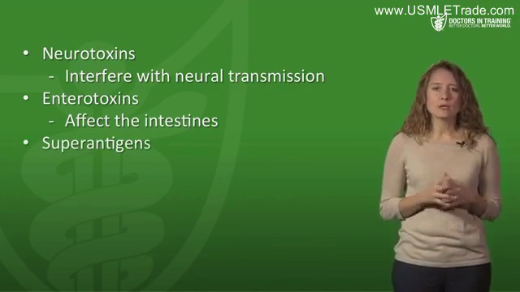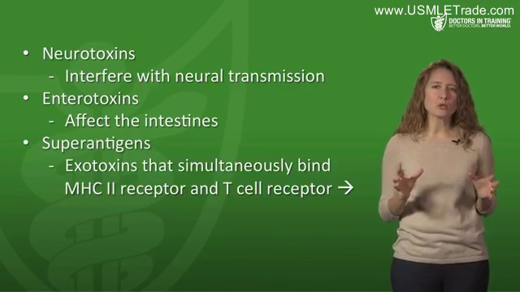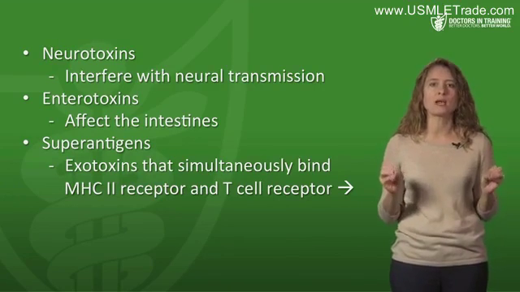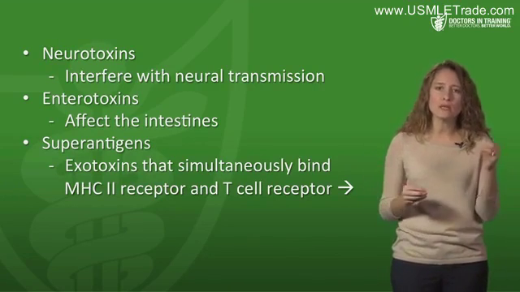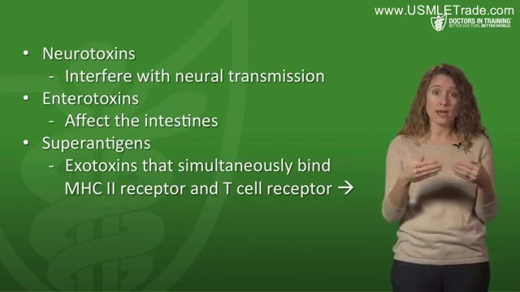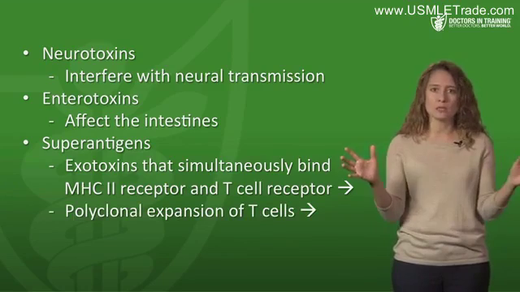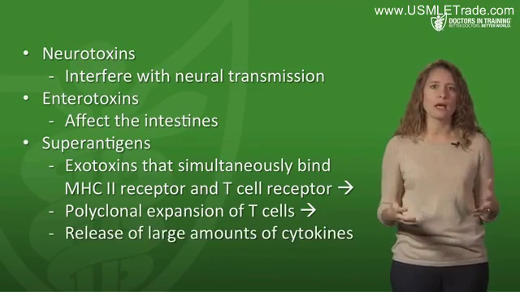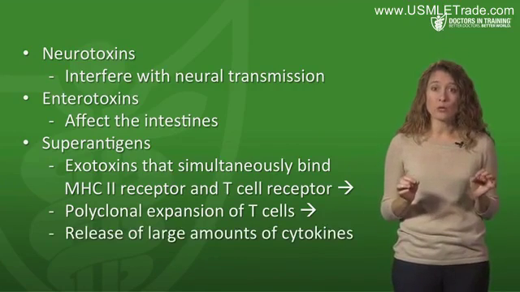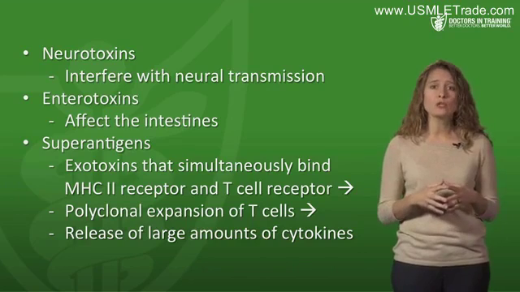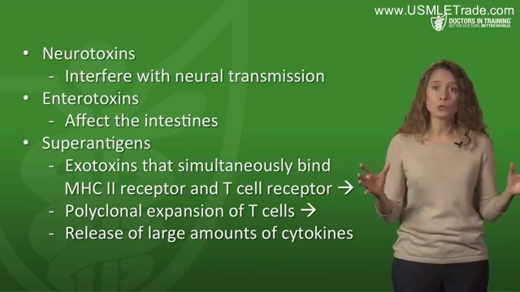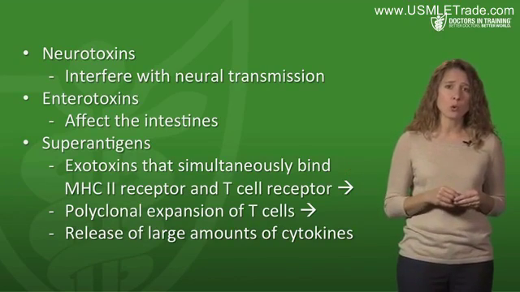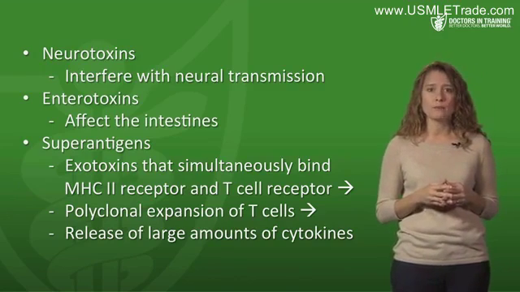I also want to mention the concept of superantigens. Superantigens are those exotoxins that are able to bind both an MHC2 receptor and a T cell receptor simultaneously. And this cross-linkage of the MHC2 receptor and a T cell receptor through one exotoxin allows for polyclonal expansion of T cells, causing a massive immune response and release of large amounts of cytokines. Remembering what we talked about just a few minutes ago regarding the host response to cytokine release, you can probably imagine how damaging an uncontrolled release of cytokines within the body can be. The two best known superantigen producers are Staphylococcus aureus and Streptococcus pyogenes, or group A strep.